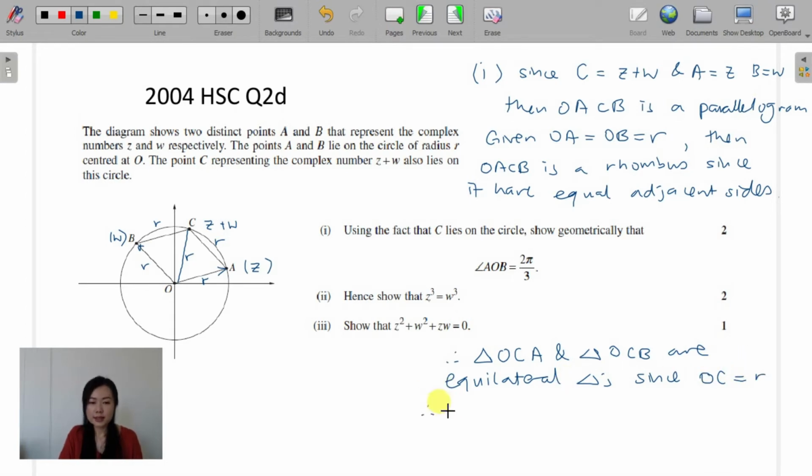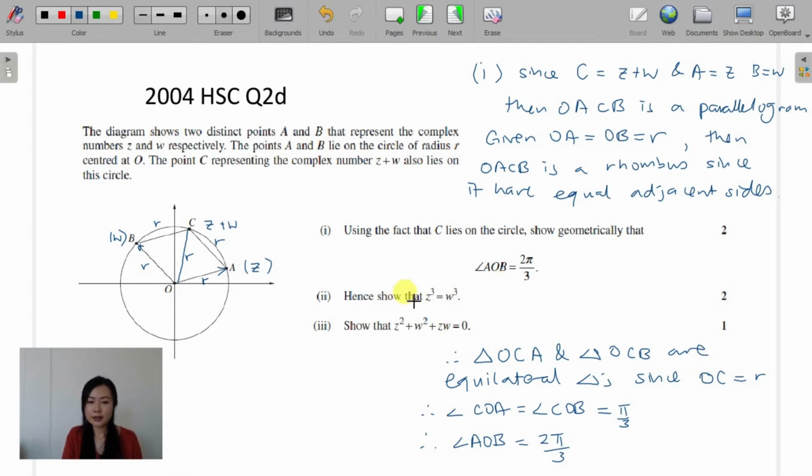So that means angle COA is equal to angle COB is equal to pi on 3. Yeah, the angles of an equilateral triangle. So therefore, angle AOB is 2 pi on 3. Just add them together. All right, so that's more or less it.